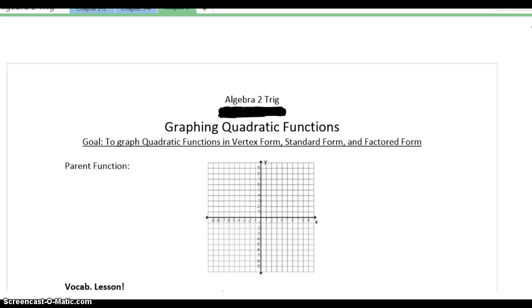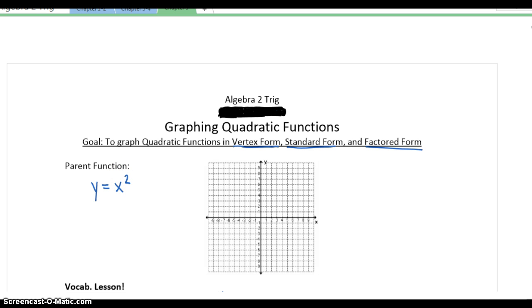Hi everyone. Today we're going to be talking about graphing quadratic functions. We're going to talk about three different forms: vertex form, standard form, and factored form. But before we get to those forms, let's graph just a basic quadratic. The most basic quadratic we have is just y equals x squared. Quadratic because of that x squared part.